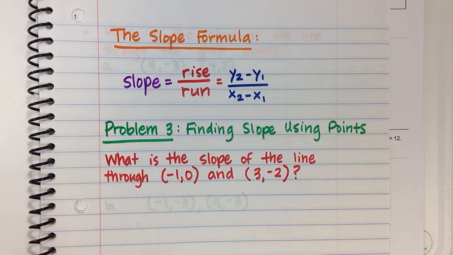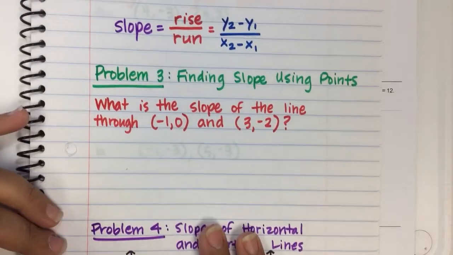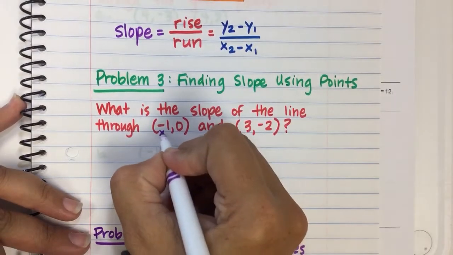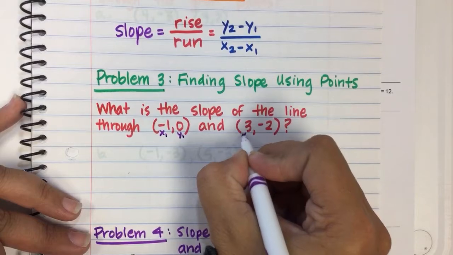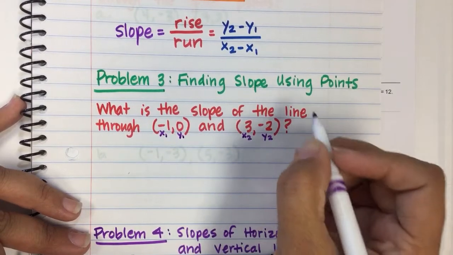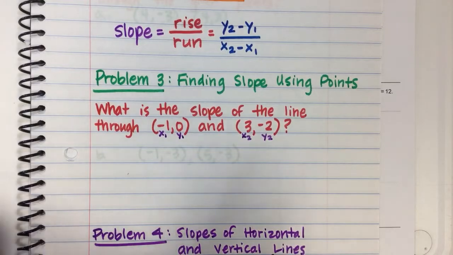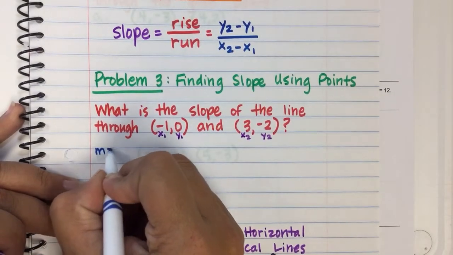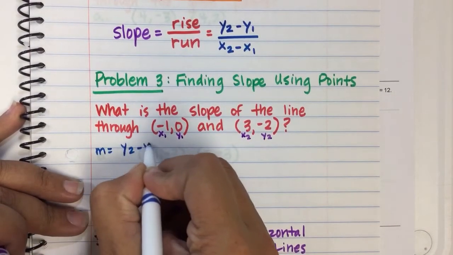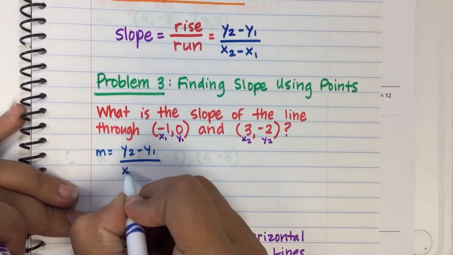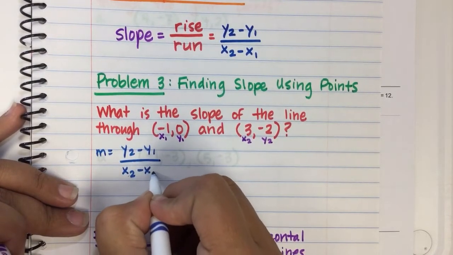So I'm going to show you how to find the slope using points. What is the slope of the line through the points (-1, 0) and (3, -2)? So I'm going to label these x1, y1, x2, y2, and then I'm going to use this formula to find the slope. So I'm going to say slope is equal to y2 minus y1 over x2 minus x1.